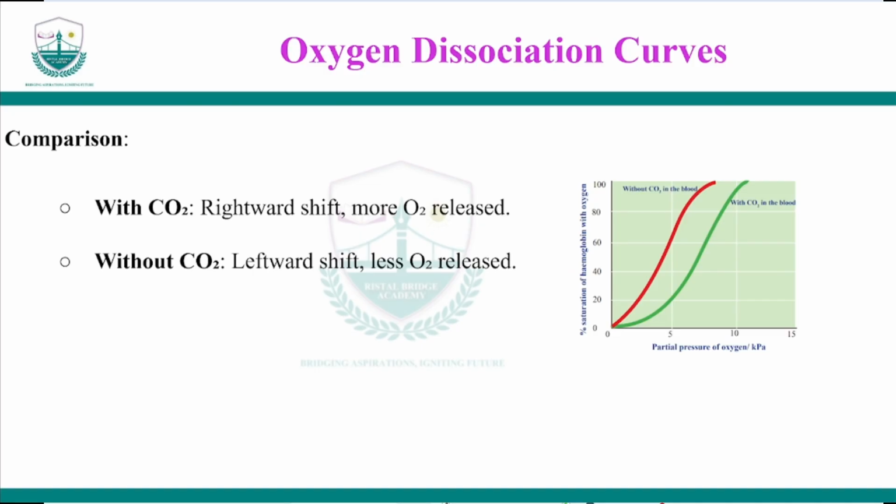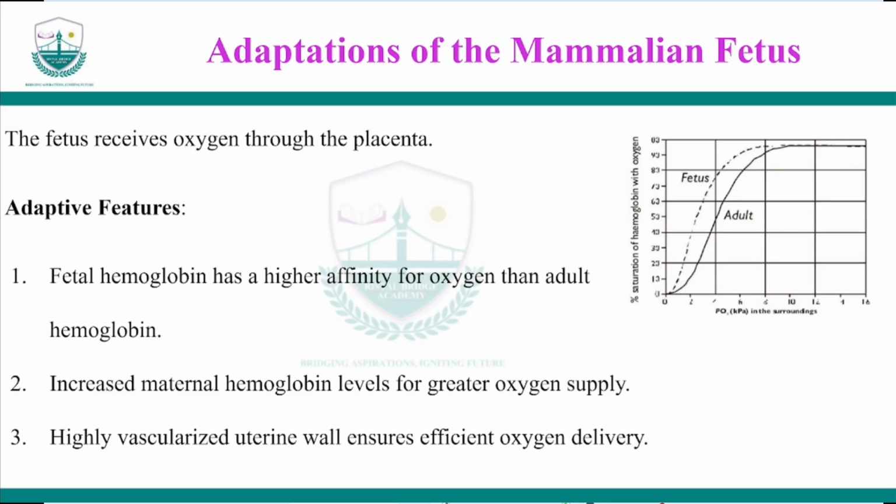The fetus relies on maternal blood for oxygen. Fetal hemoglobin has a higher affinity for oxygen than adult hemoglobin. Why? Because it must extract oxygen from maternal blood across the placenta. This results in the fetal oxygen dissociation curve being shifted to the left, ensuring efficient uptake even at lower oxygen partial pressure levels. The fetus also benefits from increased maternal blood flow and a highly vascularized placenta.